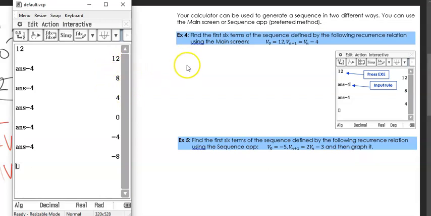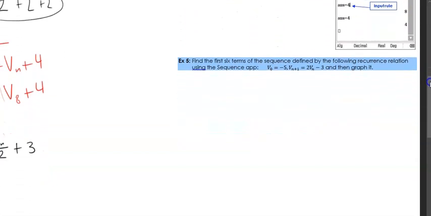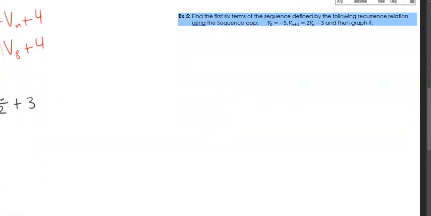So in this case, obviously we know, because it's such an easy one, you start off with 12, you go to 8, 4, 0, negative 4, negative 8. And those are the first 6 terms within the sequence. But the other way, and the main way that we're going to be looking at, is using the sequence app.